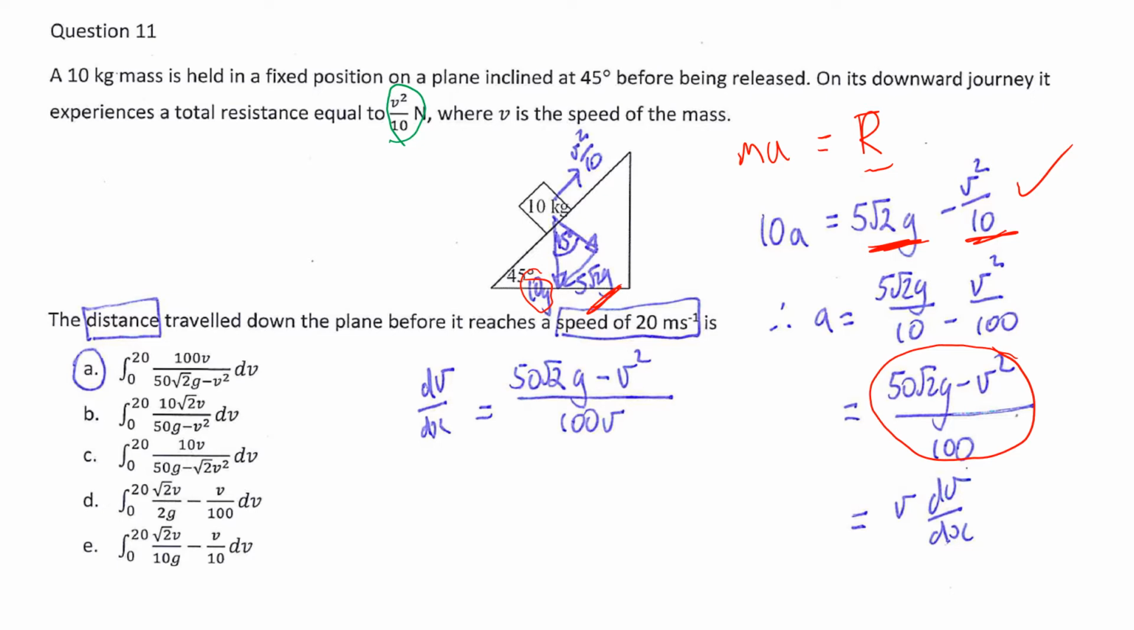What we need to find is, in fact, the distance travelled down the plane before it reaches a speed of 20 meters per second. Remember, it's being released from rest, so before being released it's in a position of rest. It goes from an initial speed of 0 to a speed of 20. How far does it travel down the plane before it reaches that speed? So what do we need a link between? We need a link between v and x. There's our linking terms. So we understand our acceleration. We need that link between v and x.